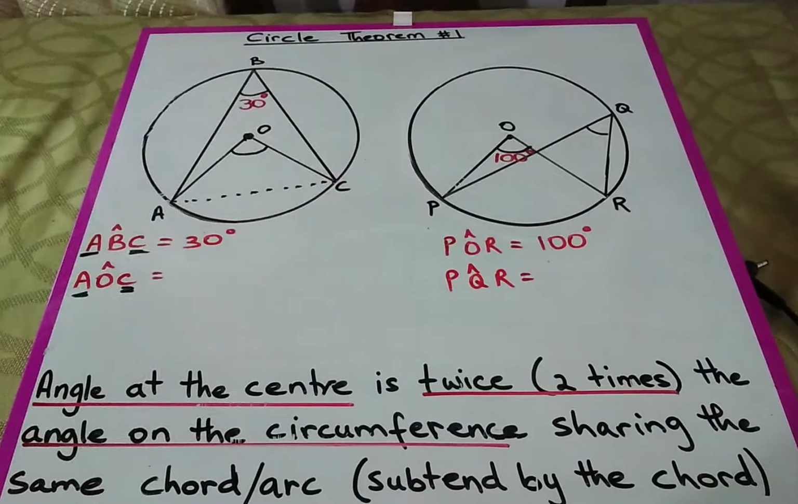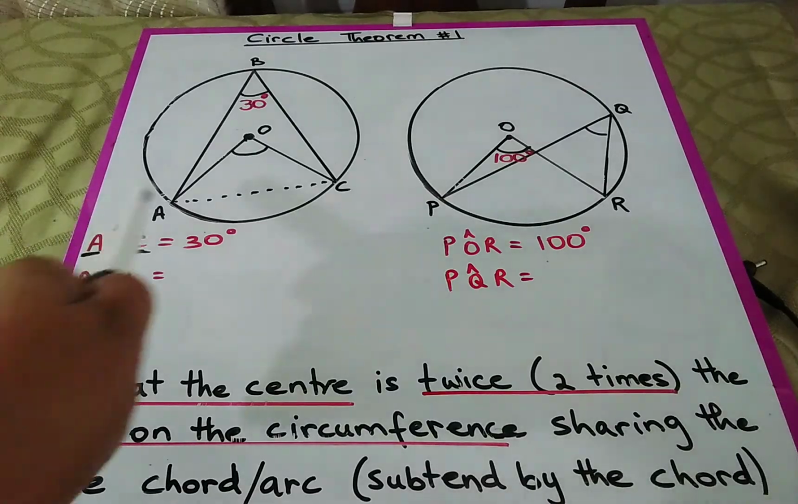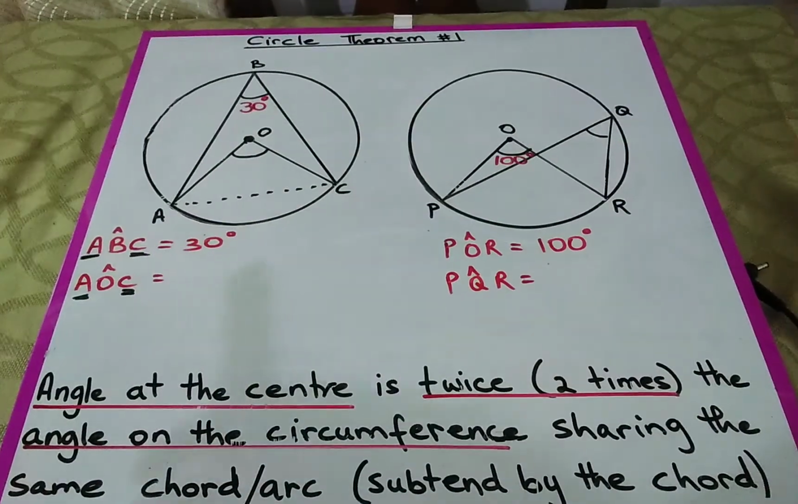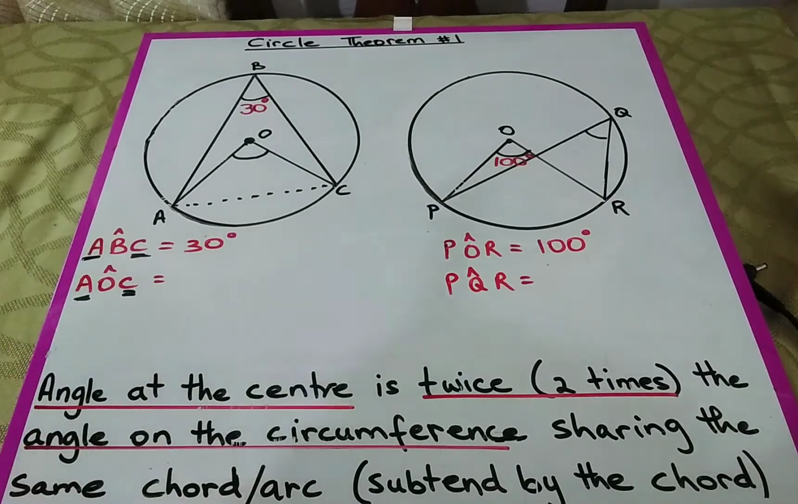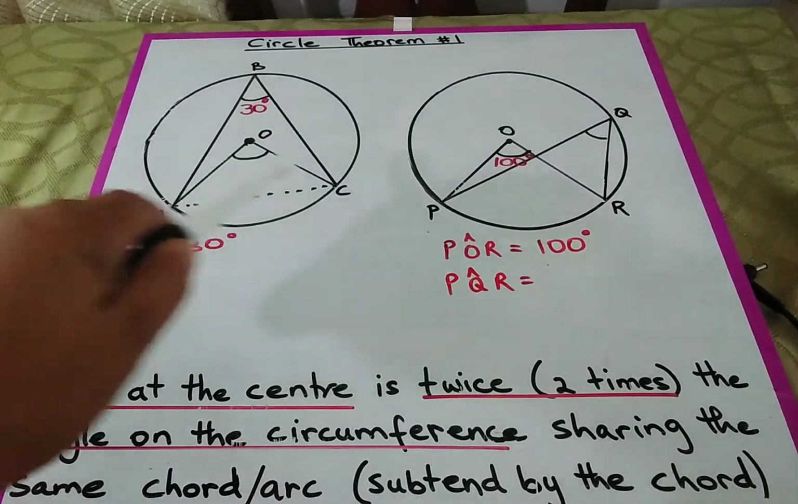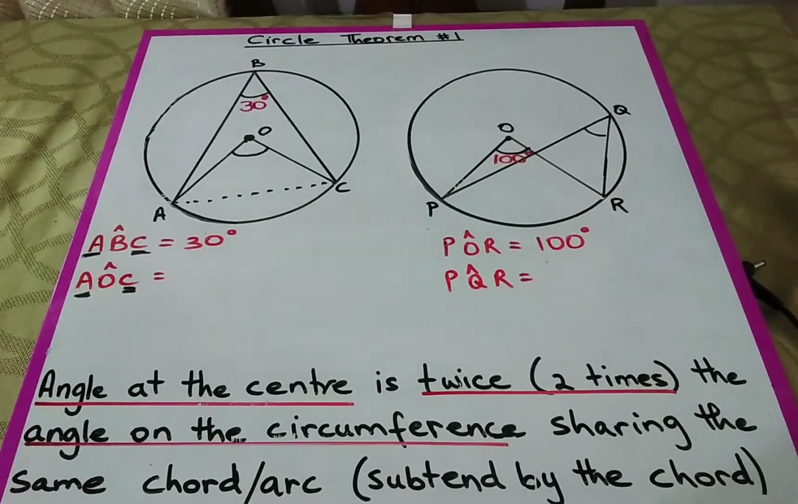In most exam questions, they don't give you the chord. You just have to visualize the chord going across. So what helps is if you look at the first letter and the last letter to indicate where the two ends are. The letter in the middle is what represents the angle.